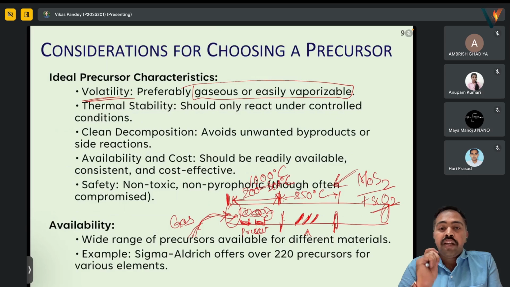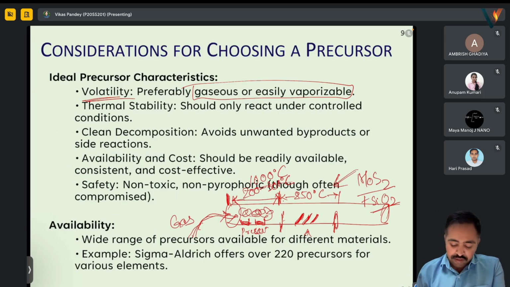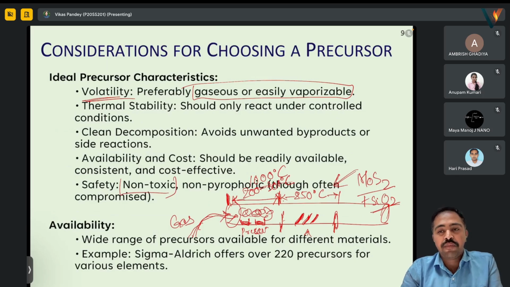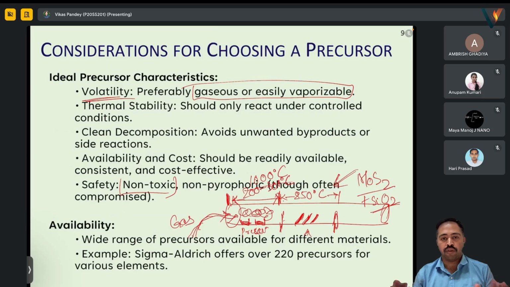Then availability and cost. It should not be very costly, as well as it should not be a rare element that we have to bring from Mars and then only we can use it. Such a material is of no use. Okay. Then safety concern is also there. It should be non-toxic, preferably. And if it is toxic, that toxicity and everything should be properly known, and precaution should be taken beforehand only.